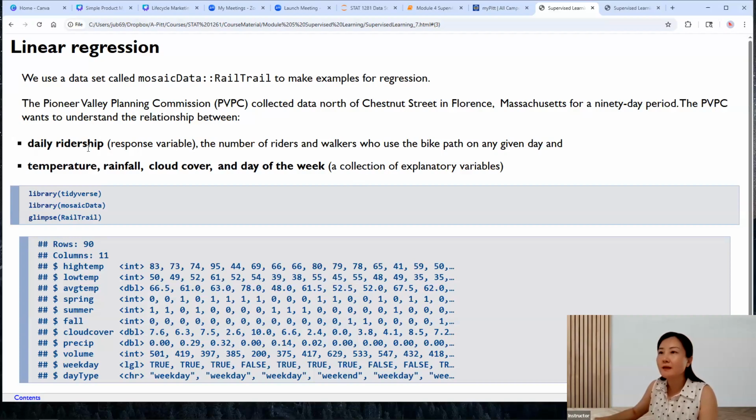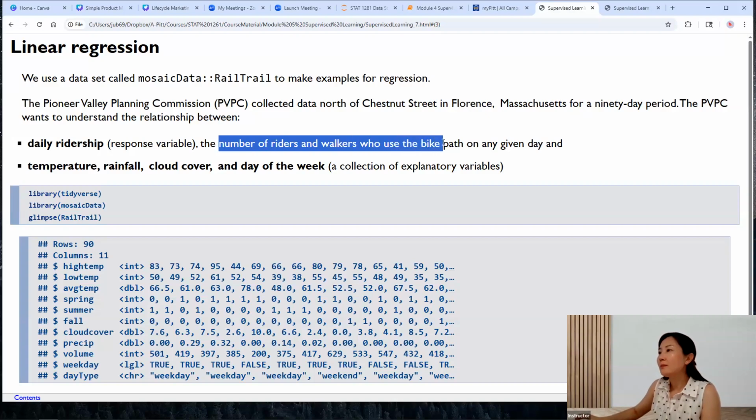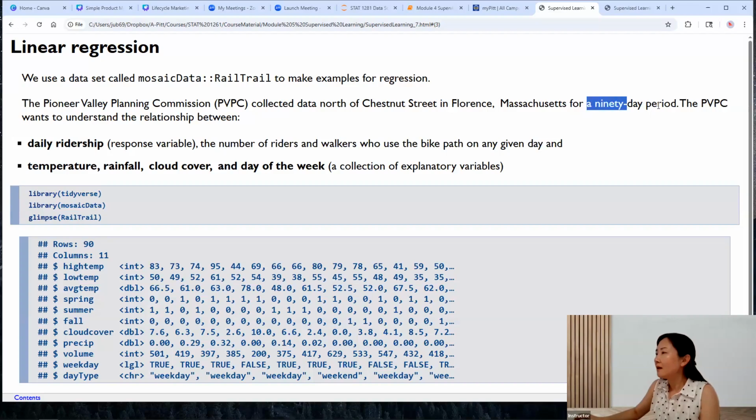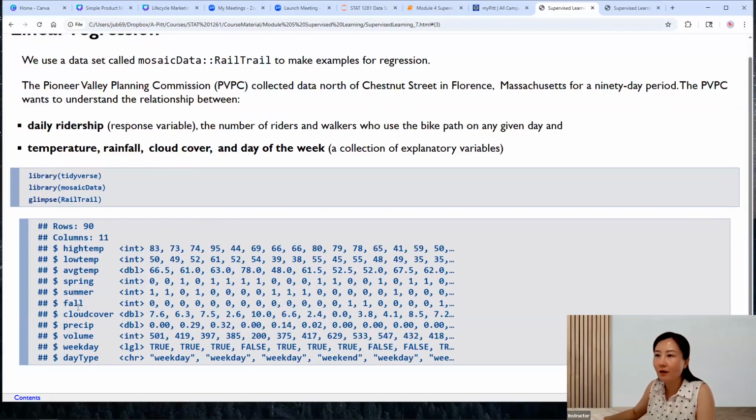So the response variable is daily ridership, the number of riders and walkers who use the bike path on any given day, right? And totally it's in a 90-day period, so only 90 observations. It's a very small data set. The response variable is called volume, actually. So this is the response variable, the number of people who use the bike path. And then we have a bunch of feature variables about temperature, rainfall, cloud cover, etc. So let's take a look at the data set.